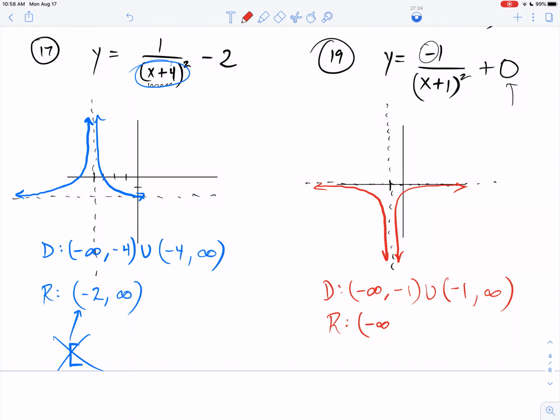Negative infinity, where's the top of this? Where's the ceiling? Where's the boundary there? At 0. And is 0 achieved? No, it's asymptotic, so you never put a bracket on an asymptote. Never put a bracket on an asymptote. No. Okay, so guys, I hope that was helpful if you got stuck on any of those problems the very first day.